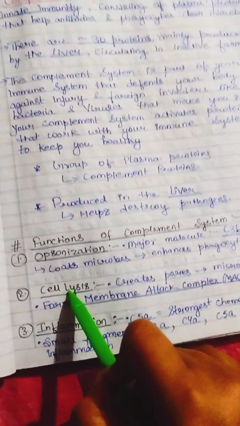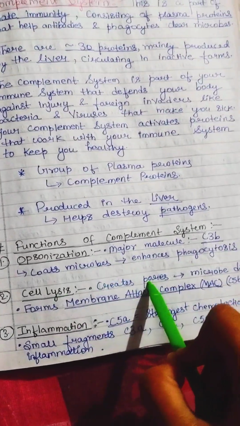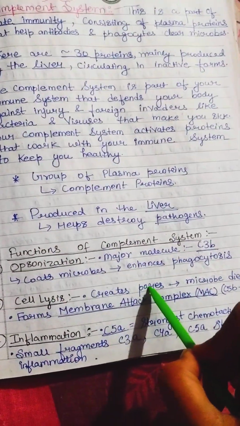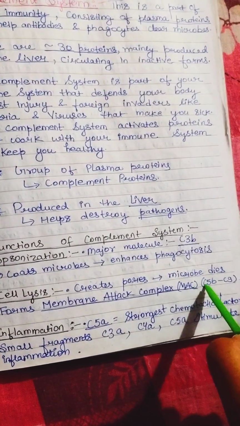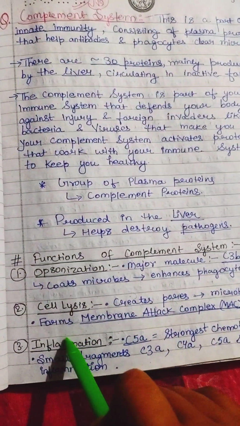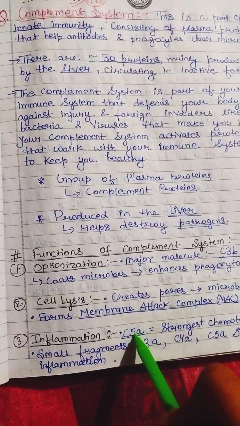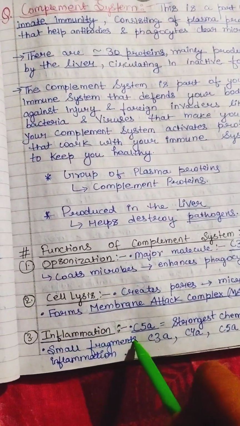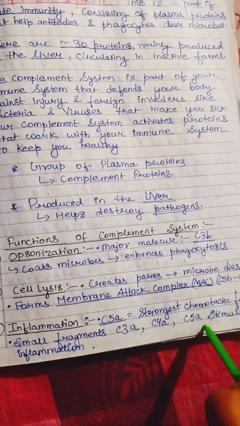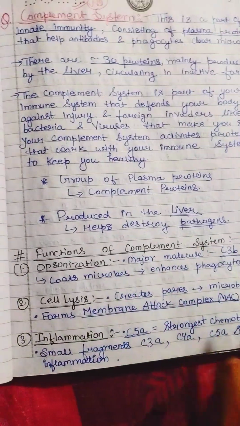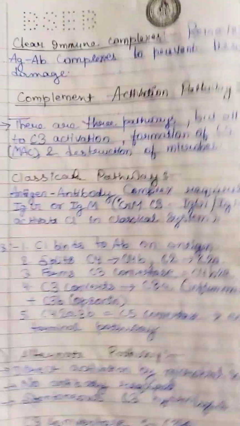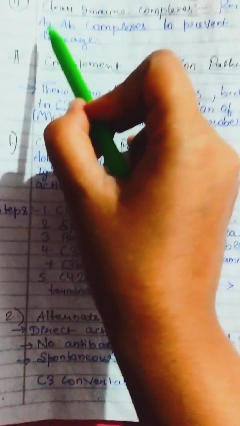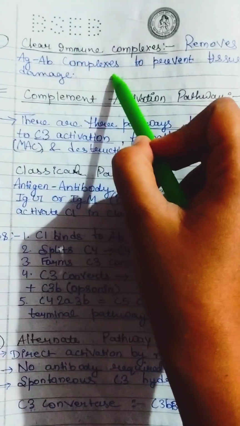Second is cell lysis, which creates pores to kill microbes and forms the membrane attack complex, MAC, C5b to C9. Third is inflammation. C5a is the strongest chemotactic factor; small fragments C3a, C4a, C5a stimulate inflammation. And fourth is clearing immune complexes, which removes antigen-antibody complexes to prevent tissue damage.